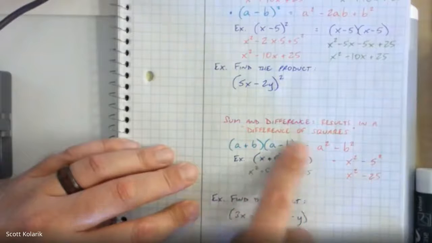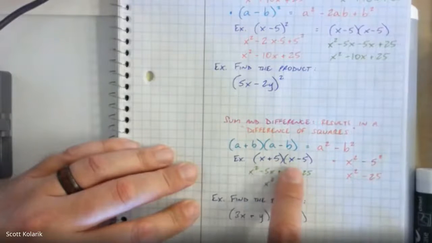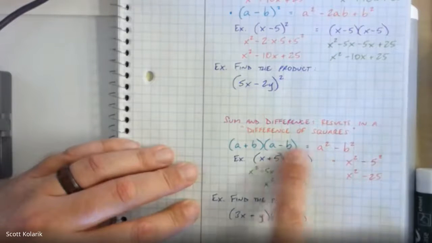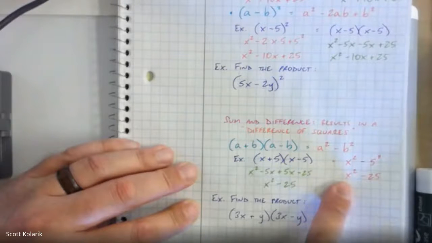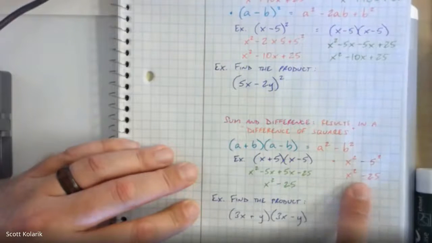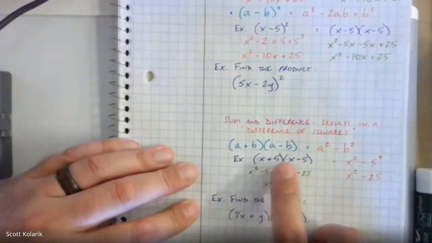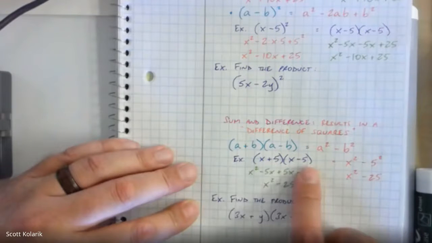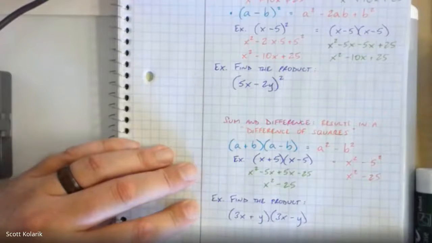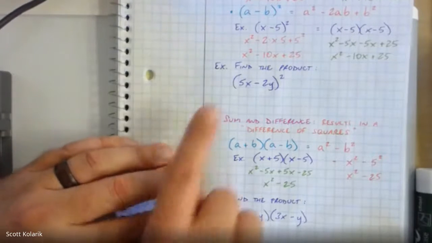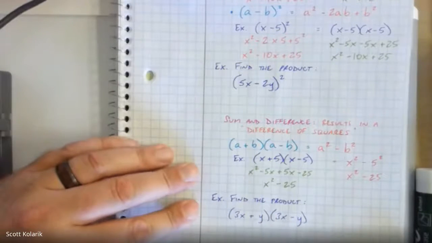So for example, in this case, x plus 5 times x minus 5. The shortcut tells me, all right, just take my first object, x, and square it. There's x squared. Subtract my second value squared. My second value is 5. Square the 5: 25. There's my answer, I'm done. This one is a lot shorter than these other techniques that we learned up at the top.